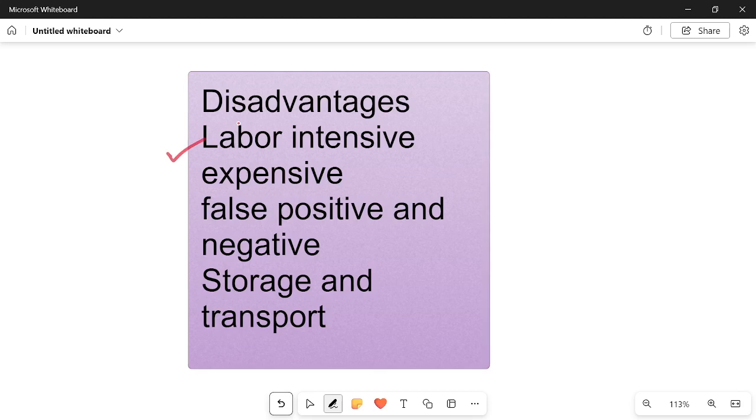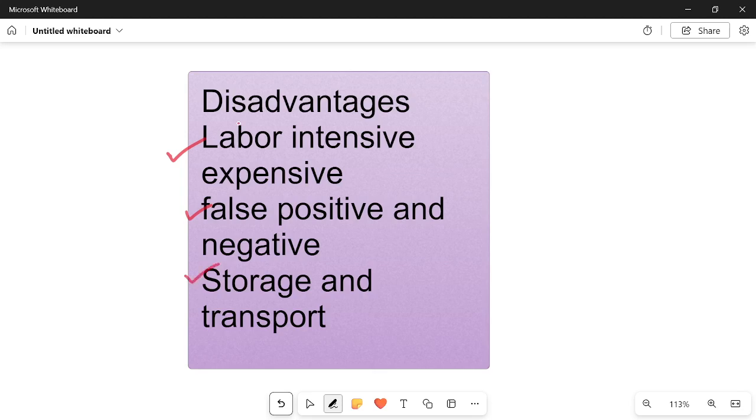The second one is false positive and negative results, because there is a high possibility of false positive and negative. This is because if there is insufficient blocking of antigen, it could lead to false results.